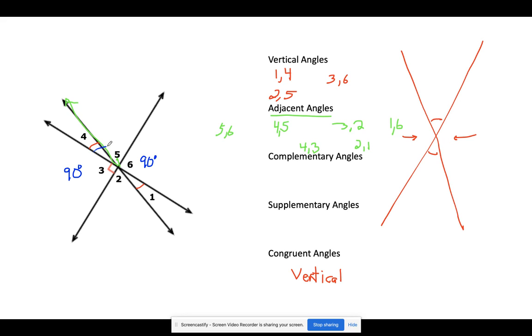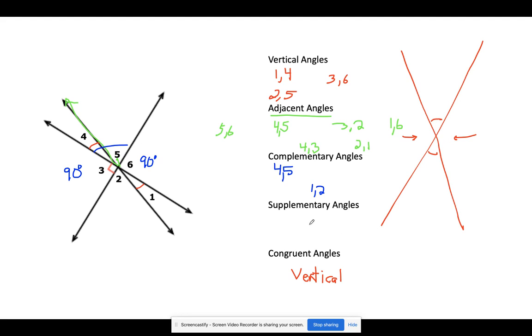4 and 5 put together is 90 degrees. Thus, angles 4 and 5 are complementary angles because they add up to 90. I don't know what they are individually. One might be 30, the other one might be 60, one might be 20, the other is 70. But the two together must add up to 90. We have one other pair of complementary angles. That'd be 1 and 2 because the two together would be another 90 degrees. So angles 1 and 2 would be considered complementary angles.